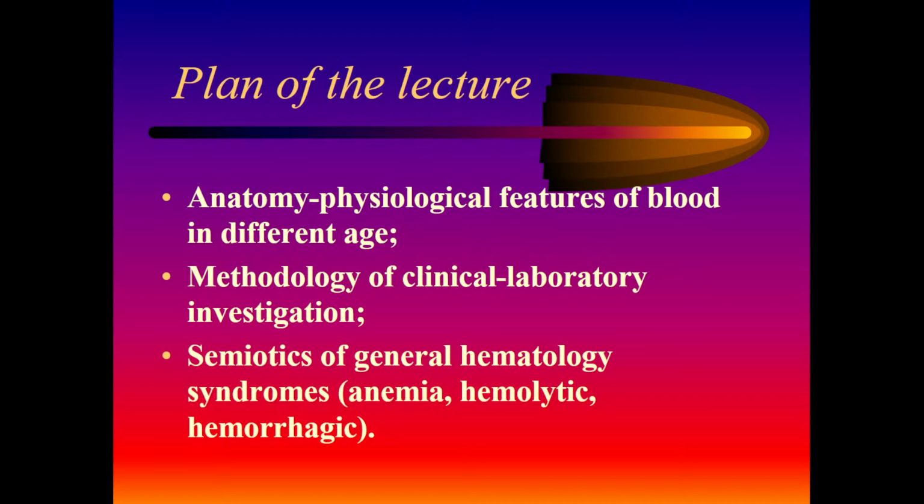First, we repeat the anatomical and physiological features of blood at different ages during childhood, then the methodology of clinical laboratory investigation, and the semiotics of general hematology syndromes: anemia, hemolytic and hemorrhagic syndrome.